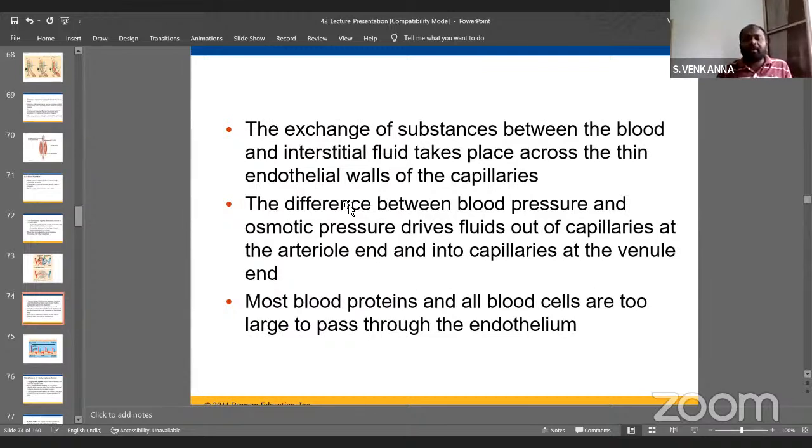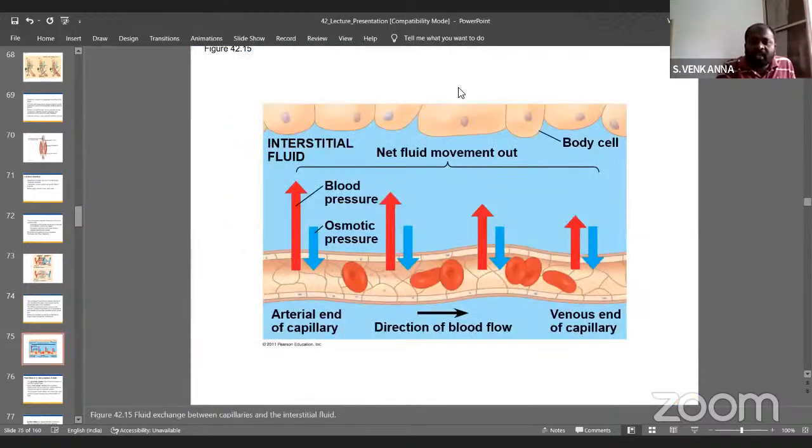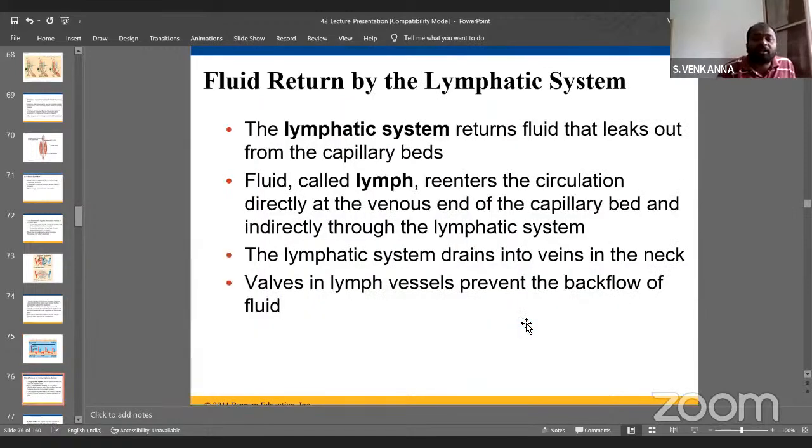Most blood proteins and all blood cells are too large to pass through the endothelium cells. So here, this is the endothelium cells. This is the interstitial fluid around the body cells. Net fluid movement depends on blood pressure and osmotic pressure at the arterial and venous ends of the capillaries. This complete image gives the description.